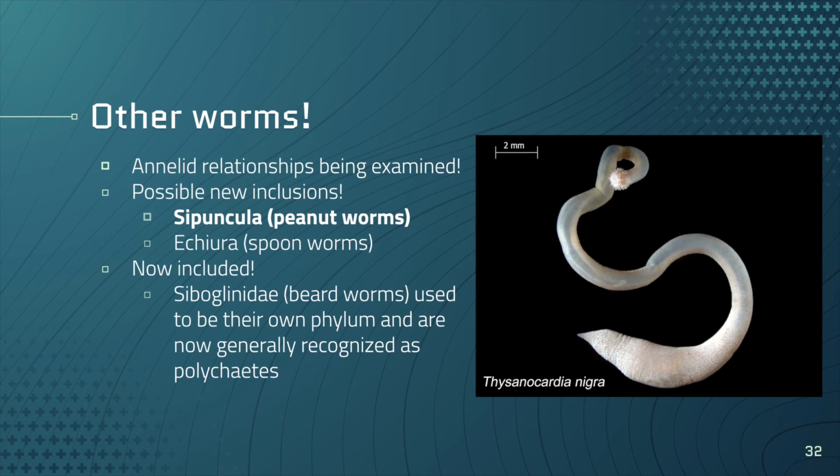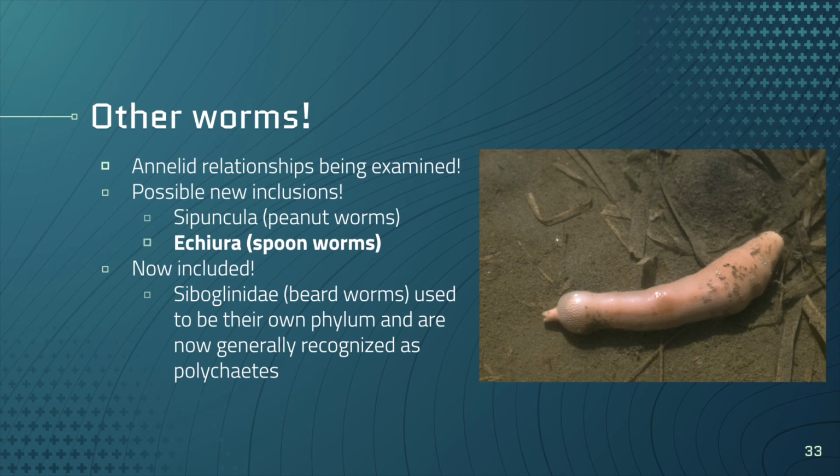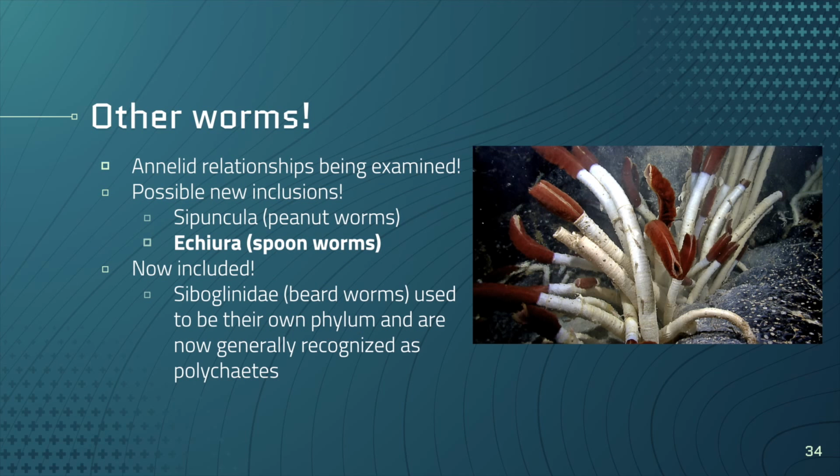As you have probably seen by now, worms are a lot more diverse than you probably thought. Annelida is one of the major phyla that is constantly being re-examined as new information comes to light. Three other groups of worms that may have a close affinity with Phylum Annelida are the Sipuncula, or the peanut worms, the Echiura, or the spoon worms, or the Siboglinidae, or the beard worms. The beard worms are currently a part of class Polychaeta, however they used to be listed as their own phylum.